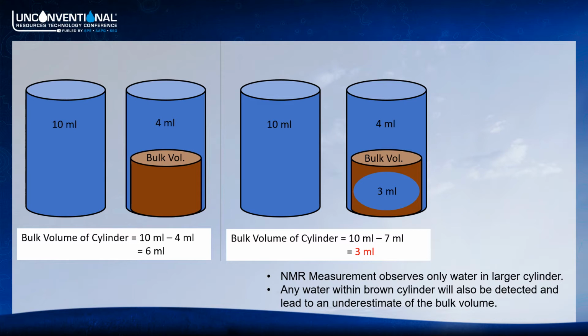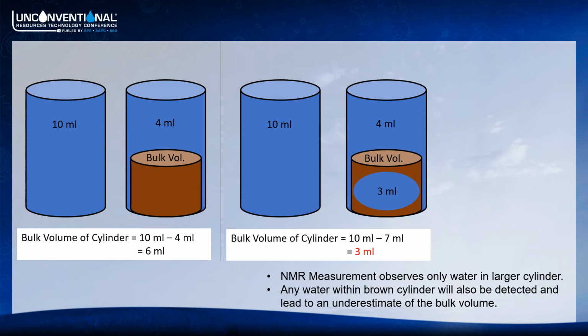NMR measurement only observes the fluid in the sample. So if I wanted to know the bulk volume of the brown cylinder in this example, I would have to do two NMR measurements to determine it. The first measurement would give me the bulk volume of my water-filled NMR tube, which is illustrated by the blue cylinder, and the second measurement would yield the volume of the fluid in the NMR tube surrounding the brown cylinder. The difference of these two measurements would be the bulk volume of the brown cylinder.